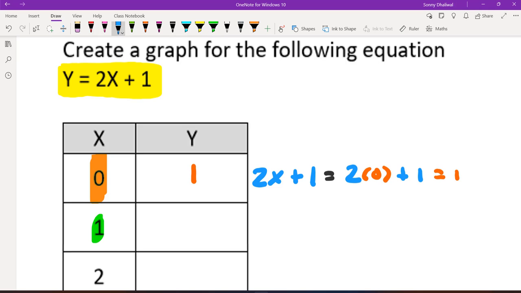So we have our equation, 2x plus 1, and we want to find the matching y value. So where we see x, I'm going to put in a 1. Thank you, Lachlan. So 3. 2 times 1 is 2 plus 1. We get 3.